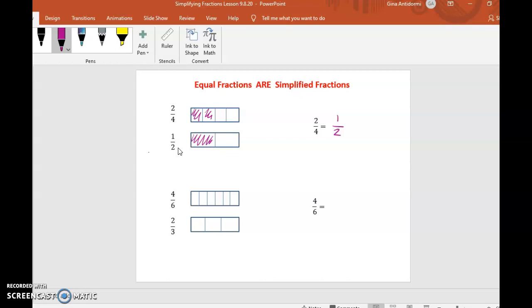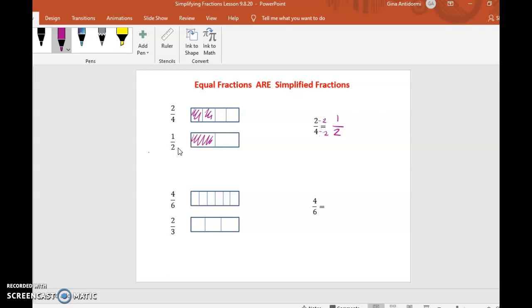How did we get from 2/4 to 1/2? Well, I know that they're both even, so I can divide the numerator and the denominator by 2. So 2 divided by 2 is 1, 4 divided by 2 is 2. So we get 1/2. As long as you divide both the numerator and the denominator by the same number, you will get an equivalent fraction that's in simplest form.